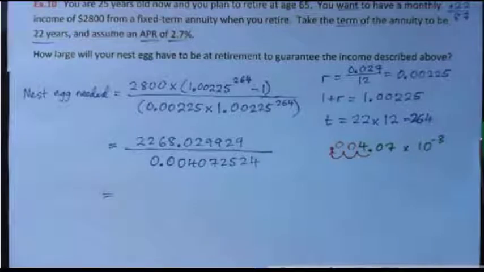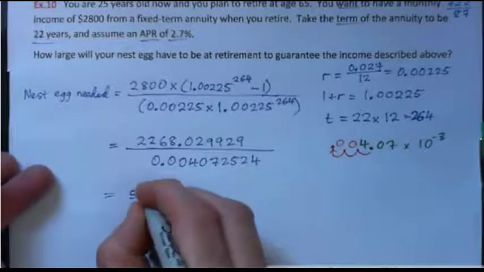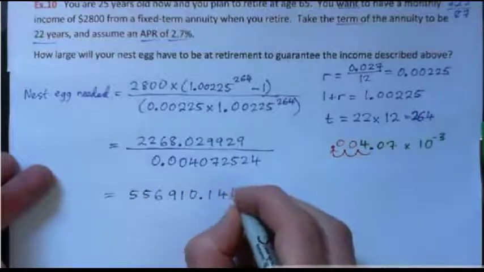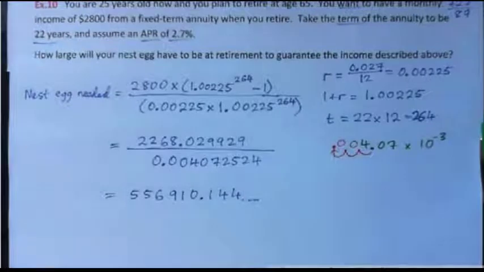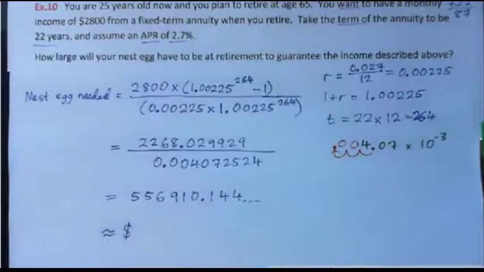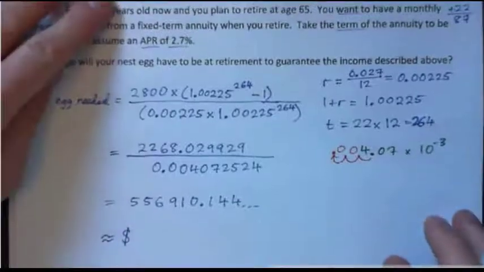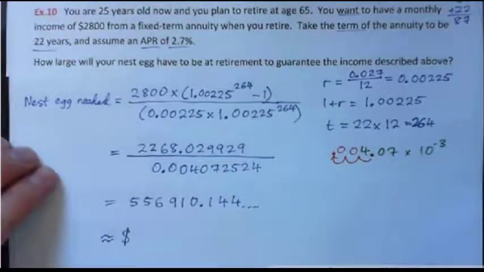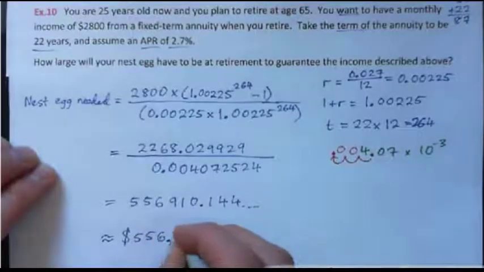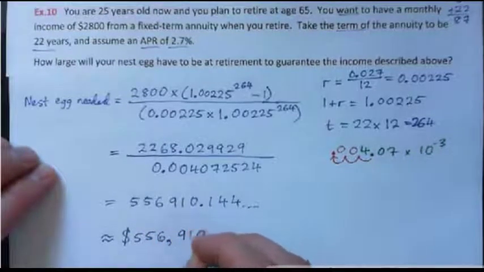Okay, and we should get 5569101444, etc. So this is a big nest egg number. Let's round this guy to the nearest dollar, right? So round him to the nearest dollar, and what do you get? $556,910, right?